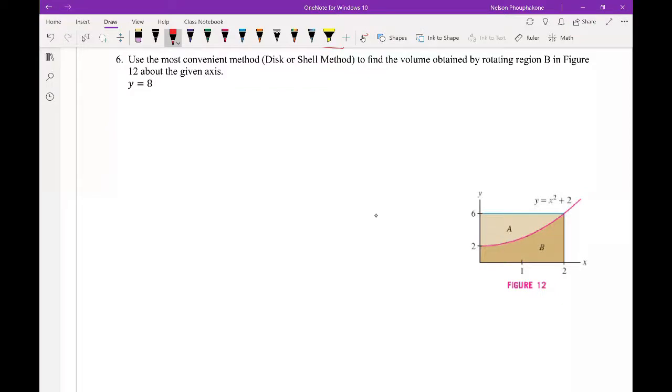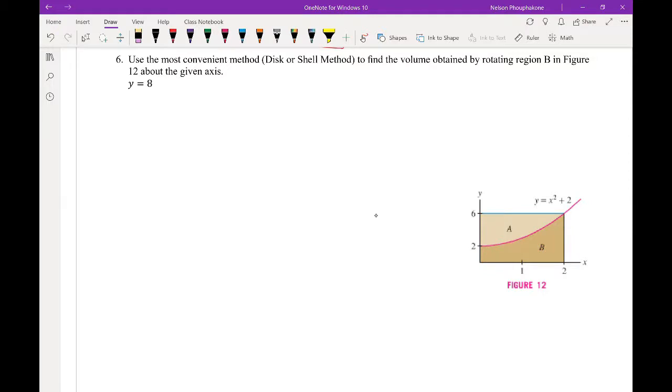Okay, so let us get to the last problem. This problem right here asks us to use the most convenient method, disk or shell, to find the volume obtained by rotating the region B, which is this one right here, about y equal to 8.